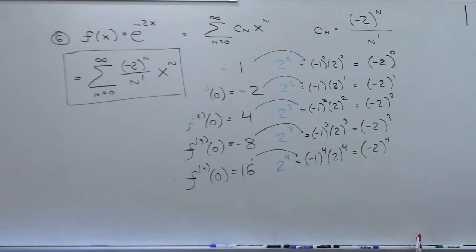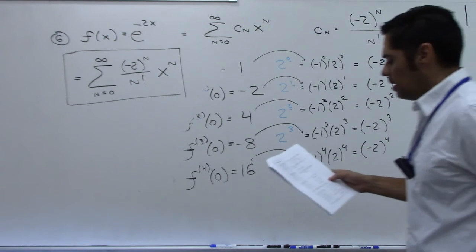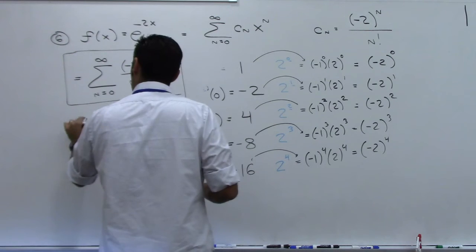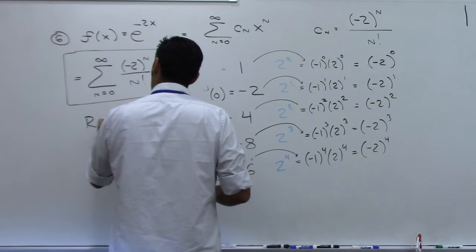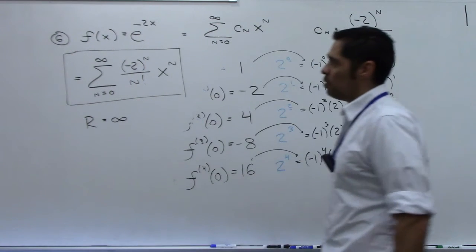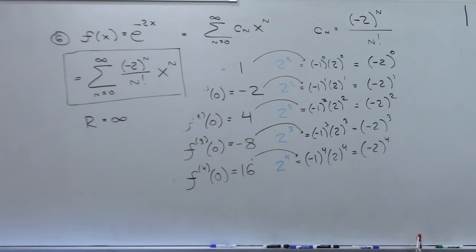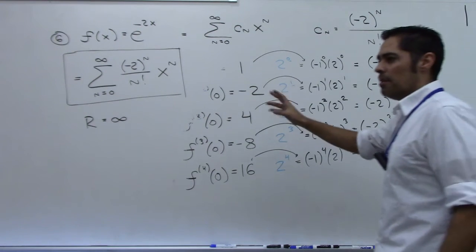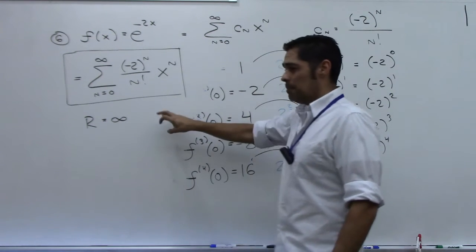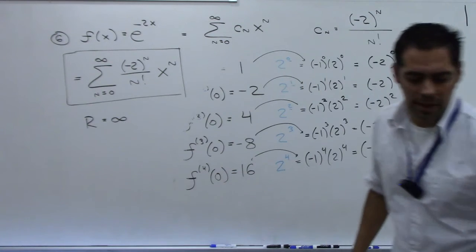And you could find the radius of convergence by doing the ratio test. And what you'll find on this one is that the radius of convergence is infinity. So it turns out to be one of those ones where when you run the ratio test and you do the limit as n goes to infinity, that one piece goes to 0, and so x doesn't matter anymore.